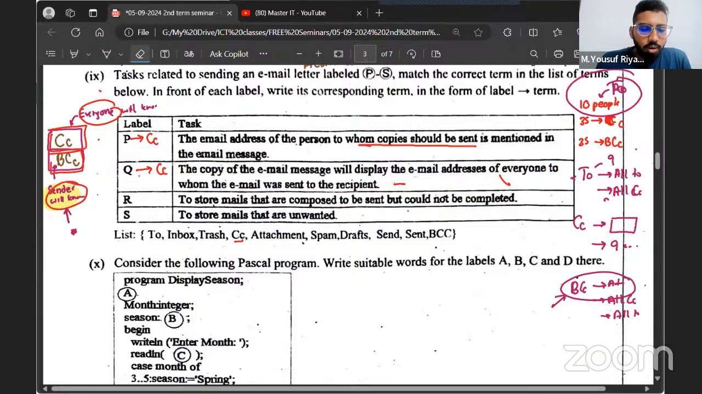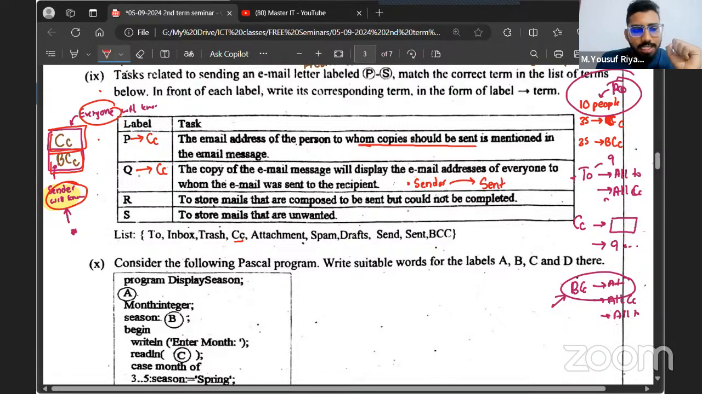Apart from CC copy and BCC copy, a sender will also be able to see a copy of the message he sent. A sender will be able to see a copy of the message he sent in which section of the email? In the same email, we have sender, receiver, sent, inbox, all those things. Yes. So the sender will have a copy of what he sent in the sent section.